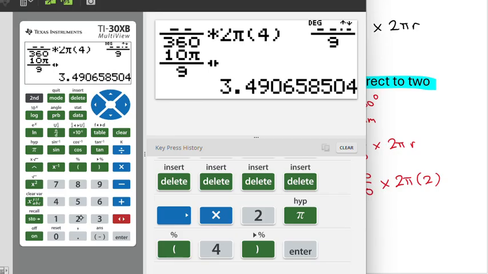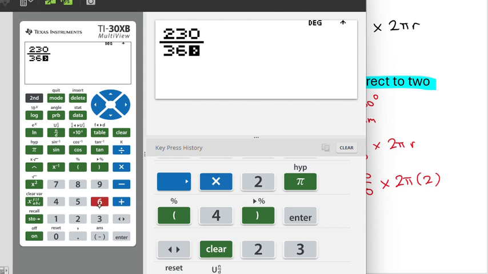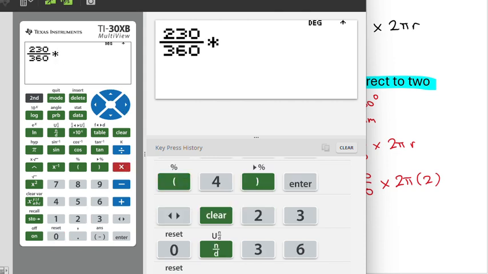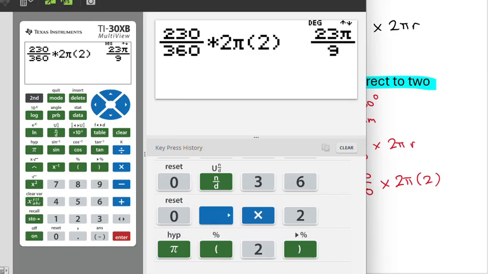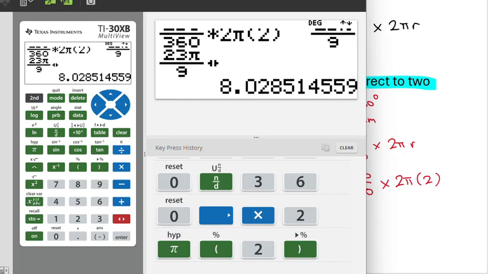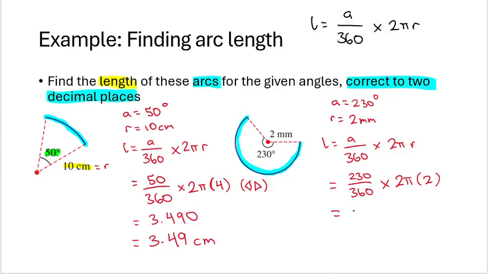Now, I'm just going to go 230 over 360 times 2 pi bracket 2, like so. This will give it like this. Press the double arrow button. That will give me my response. Okay. So I'll just say, I'll just do 8.028. Okay.